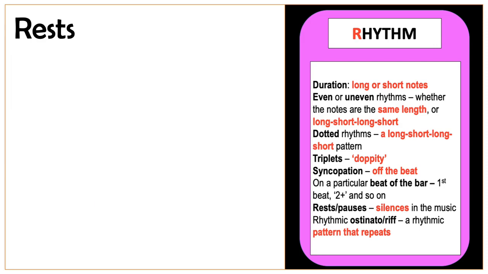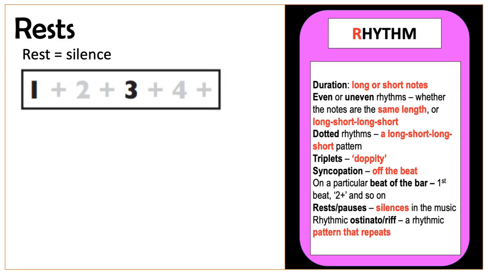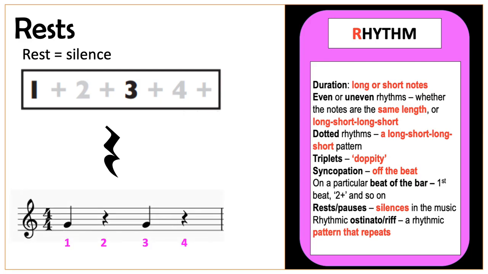Rests are just silences in the music. Here we're playing on 1 and 3, so there are rests on 2 and 4. A rest symbol is a squiggle, a bit like a lightning bolt. So if we wrote down this rhythm using notation, it would look like this, with notes on 1 and 3 and rests on 2 and 4.